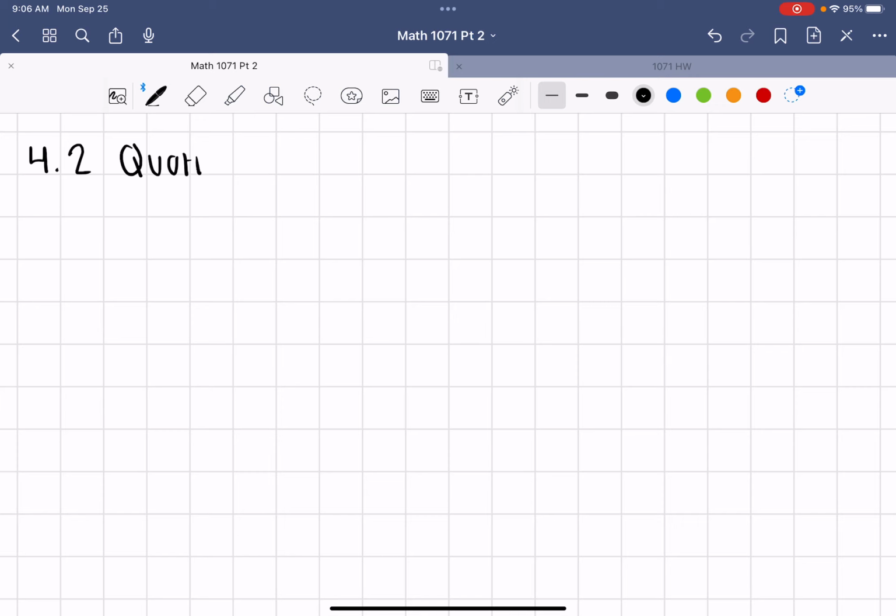Okay, number 17. Here they give us the function x over x plus 1. Sorry, that's x plus 2.